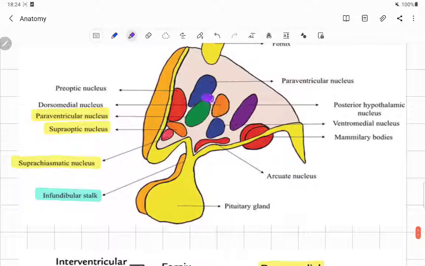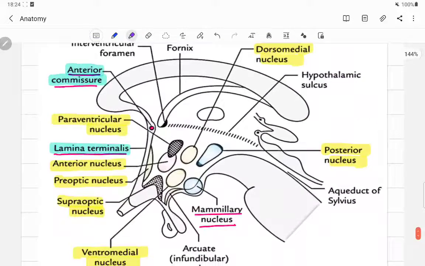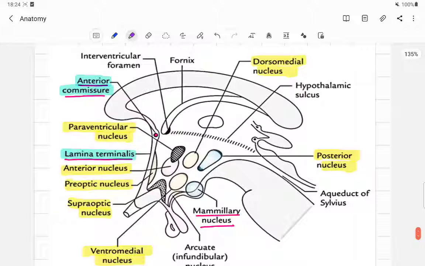These are all the different nuclei of the hypothalamus. This is the lamina terminalis. This is the pituitary gland, which is connected to the hypothalamus through this stalk called the infundibulum. This is a very good diagram of the hypothalamus which indicates all of the structures.